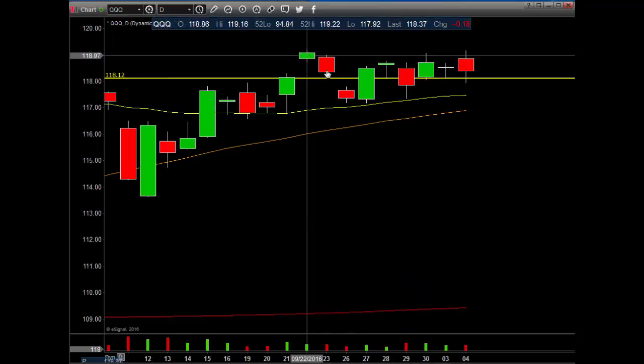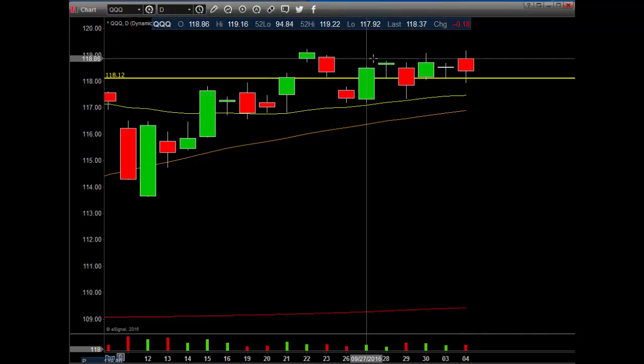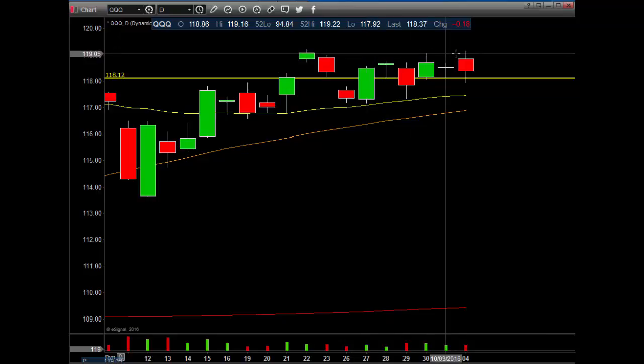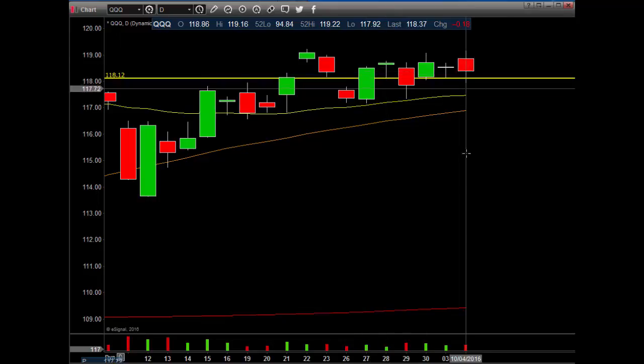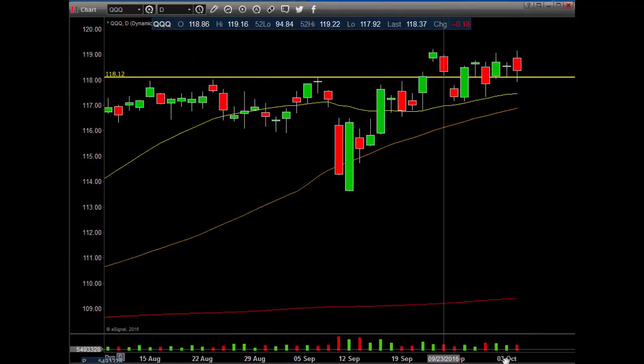On the daily, we came back in. We shot back up. Did we fill this gap? Yes, we did fill that gap today, and came right back in. So we're kind of just chopping around above the moving averages, nothing crazy.